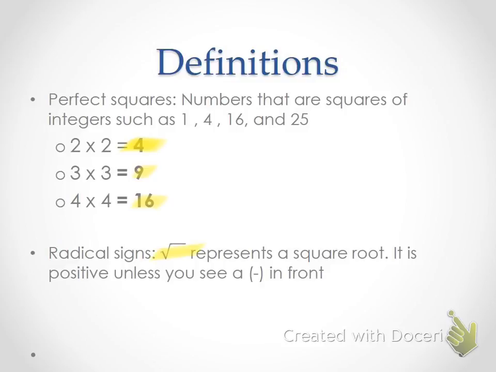All right, so now let's talk about radicals. See that radical sign that I just highlighted? That represents a square root. Anytime you see that, you know you're taking the square root of whatever's underneath it. It is positive unless you see a negative sign in front of it. Radical signs are positive.